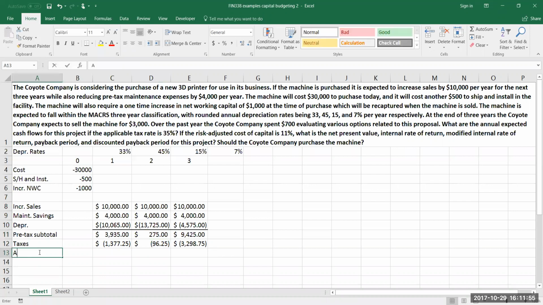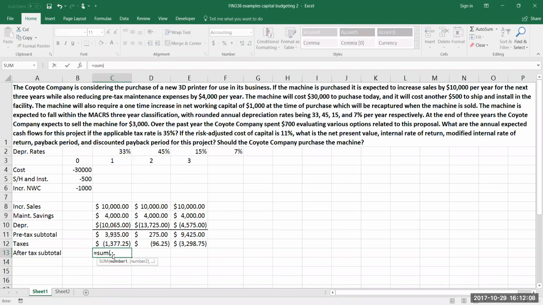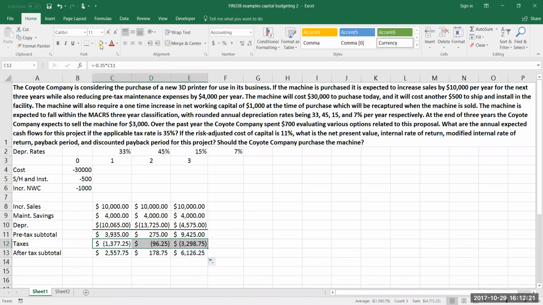So now we're going to do an after-tax subtotal. For our after-tax subtotal, that's just going to be the sum of the pre-tax and the tax. And then I will drag that over. To make this nice and clear, let's go ahead and add a summation border here.